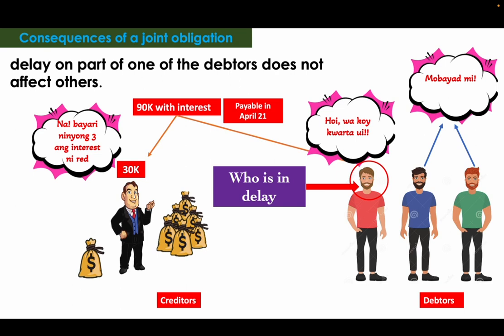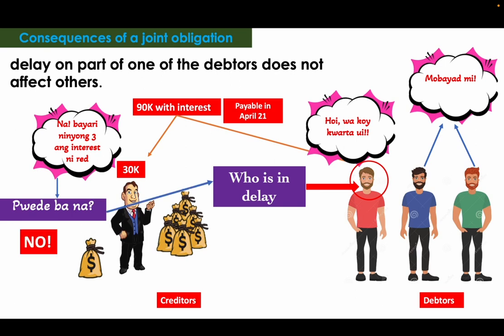bayrin ninyo ng tulo ang interest ni red." Pwede ba na? The answer is still no. Why? Kinsa ang in delay? Si red ra. Delay on the part of the debtors does not affect the others. So kinsa ra ang mobayad sa interest nga 30K nga di pa kabayad karon? Si red. Si blue ug si green impas na sa ilahang utang. Delay on part of one of the debtors does not affect others.